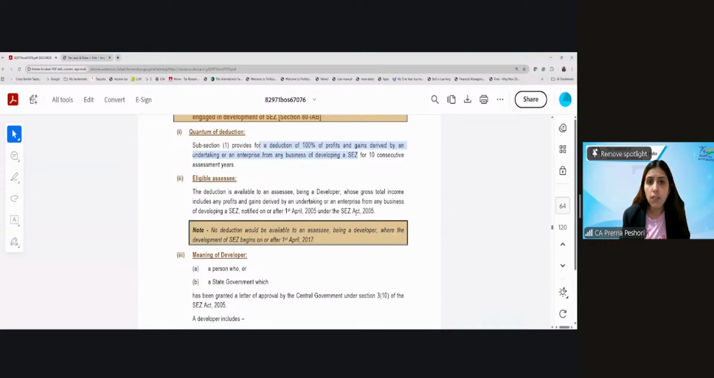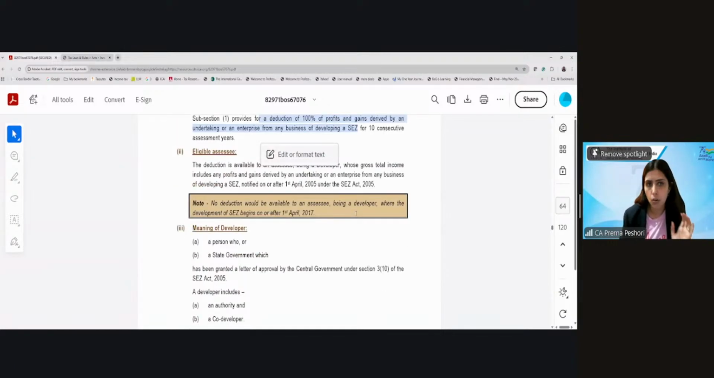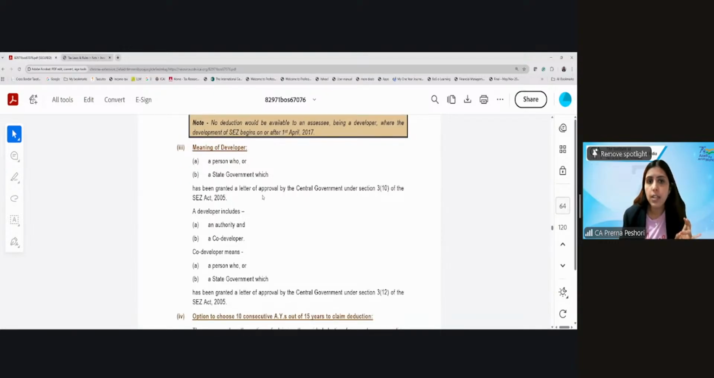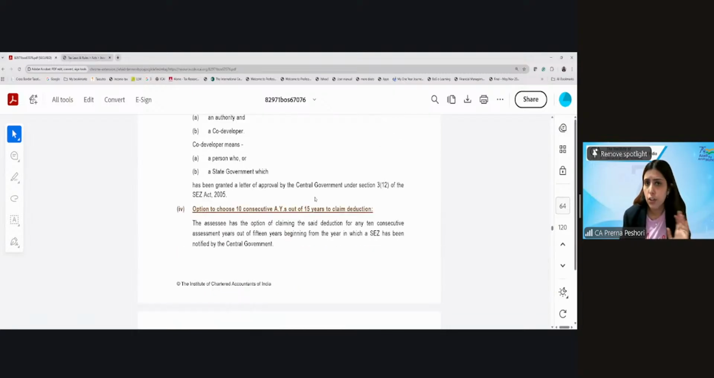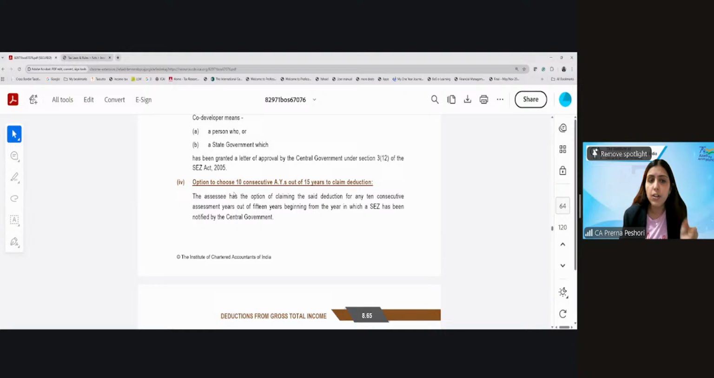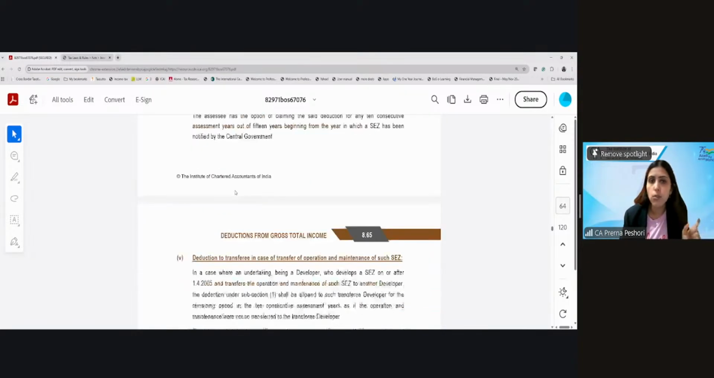Again here the deduction is available to an assessee being the developer of the SEZ. Developer is a person or a state government who has been granted a letter of approval by the central government. So either that person or any state government which has been granted the letter of approval from the central government to develop the SEZ, because SEZ development is a project of national importance, right? So it has to be approved by the central government. Again, your option to choose 10 consecutive AYs out of 15 AYs for claiming the deduction. So same as ATIA itself.